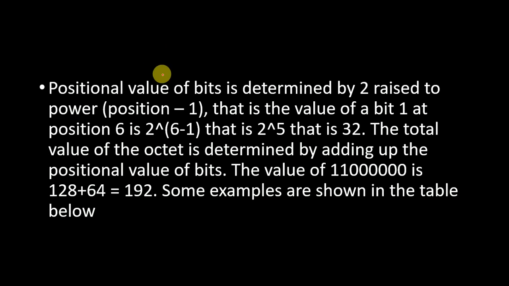That positional value is determined by 2 raised to the power of the position. The value of a 1 bit at position 6 is 2 raised to 6, and at position 5, 2 raised to 5, which is 32. The total value of the octet is determined by adding up the positional values of the bits. That table is shown over here for 128, 64, 32, 16, 8, 4, 2 and 1, and the values range from 0 to 255. You can see this is the binary value. Okay, thank you.